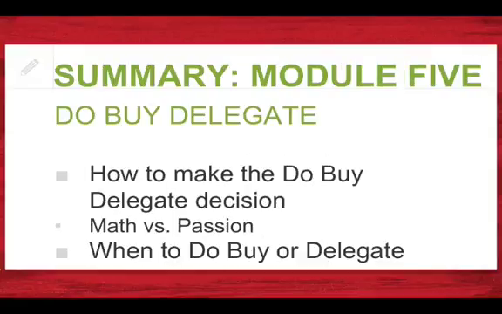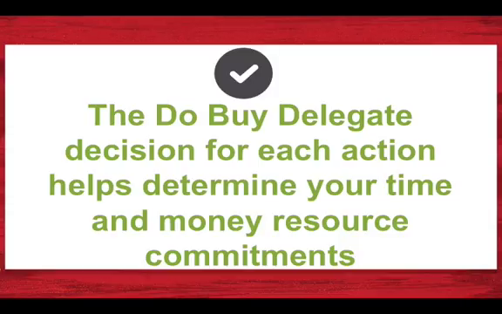Okay, let's summarize. So this is Module 5. We made the Do Buy Delegate decisions for all of your business startup action items. We covered making the decision between math, which is the literal how much is this work going to cost, and your passion. Is the work your vital contribution to the business? And we reviewed when to do the work, when to hire someone else, and when to supervise someone to do it. And that's to complete all of the action line items for getting your business from idea to open. The Do Buy Delegate decision for each action item helps determine your time and money resource commitments.